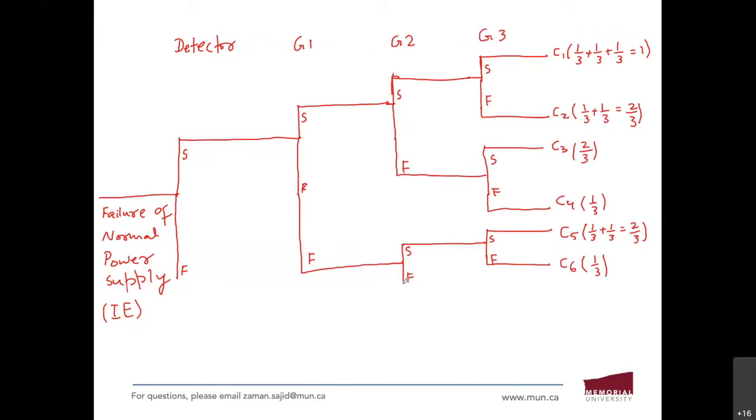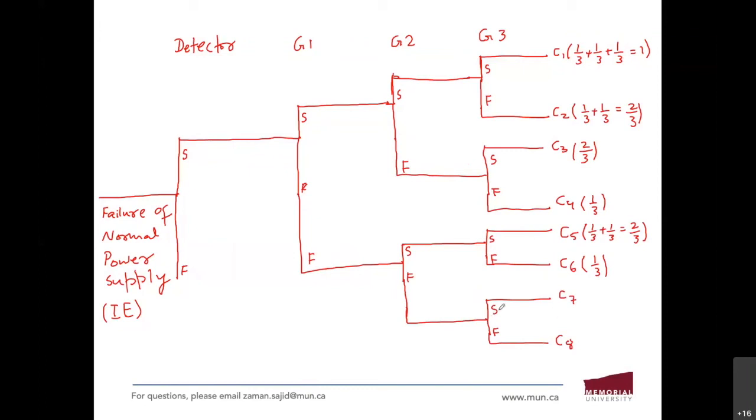And because only one generator, which is G2, is a success, it will be 1 by 3. Now, in case you have the failure of the second generator, it will go to the next barrier, which is my G3. Again, there could be two possibilities. Either it works or it can fail. Now, let's give it a name of C7 and C8.